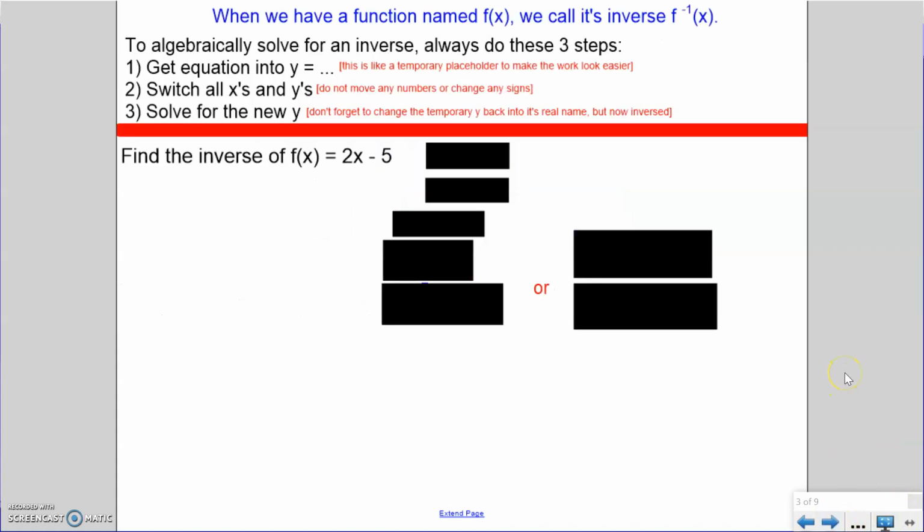When we have a function named f of x, we call its inverse f inverse of x. So that's not a -1 exponent. That doesn't do anything. It's just the name of something. Just like when we say g of x, the equation is named g. This is the equation named f inverse.